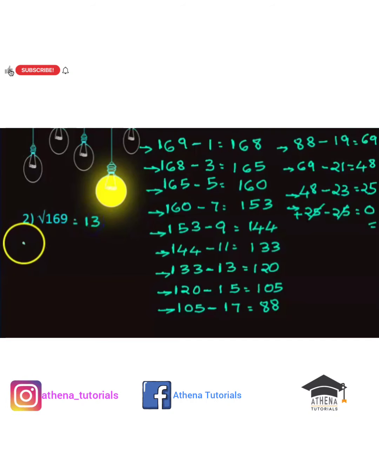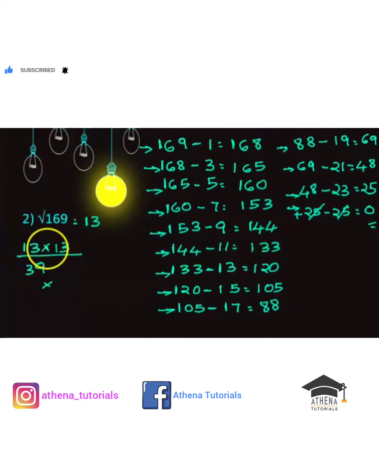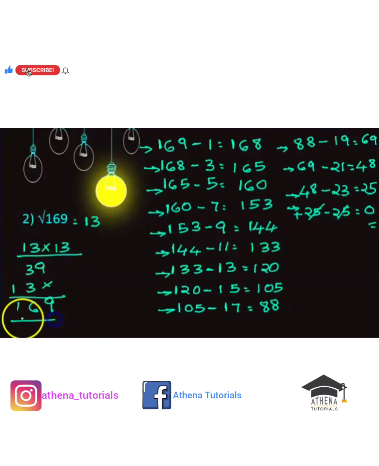In order to cross verify, let's multiply 13 into 13. So 3 3s are 9, 3 1s are 3 and 1 3s are 3, 1 1s are 1. So 9, 3 plus 3 is 6 and 1. So finally we got the answer 169. So the final answer is 13.